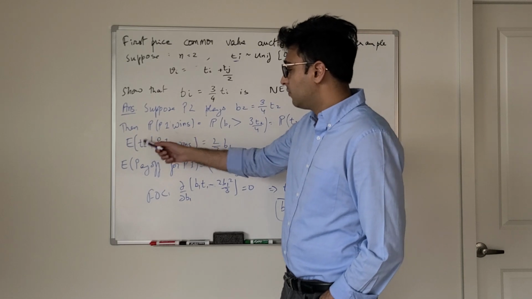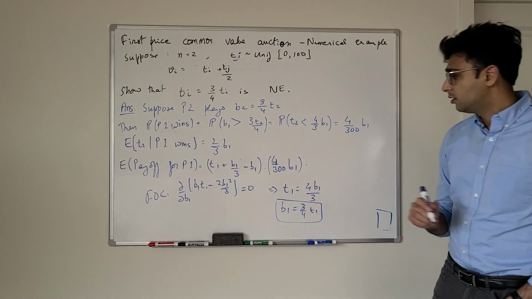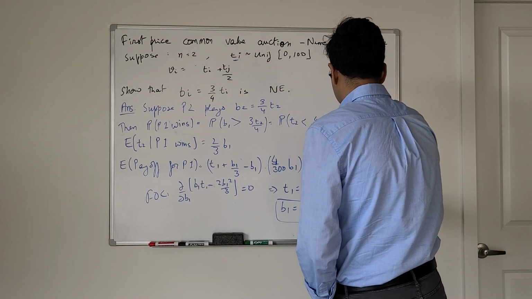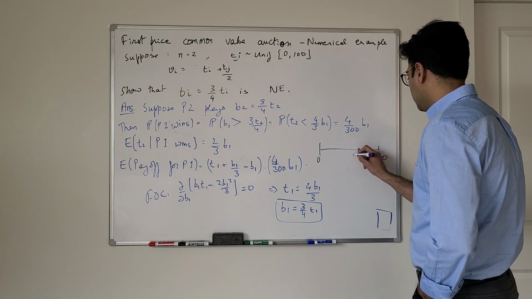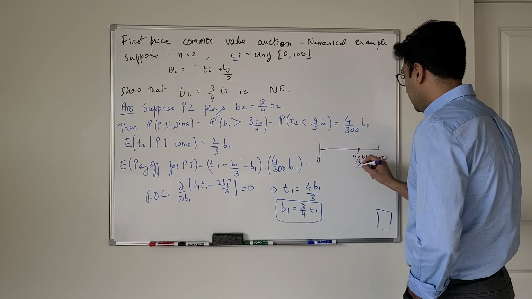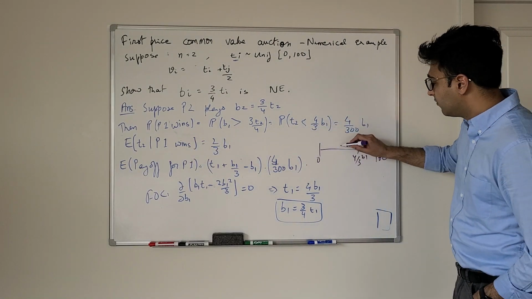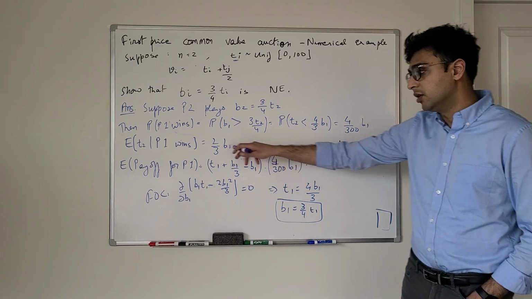The expected value of T2, given that player 1 wins, will be 2 divided by 3 B1. The reason for that is we know that T2 lies between 0 and 4 by 3 B1 if B1 wins, and therefore if B1 wins, the expected value of T2 will be exactly halfway, so at 2 divided by 3 B1.